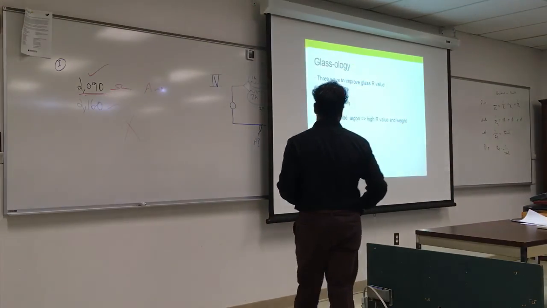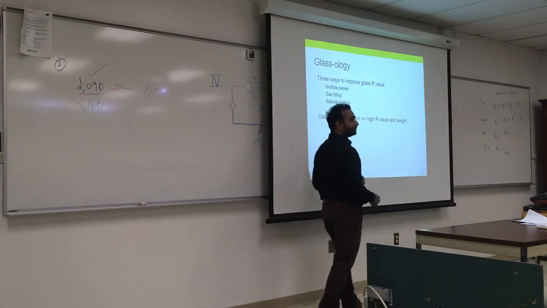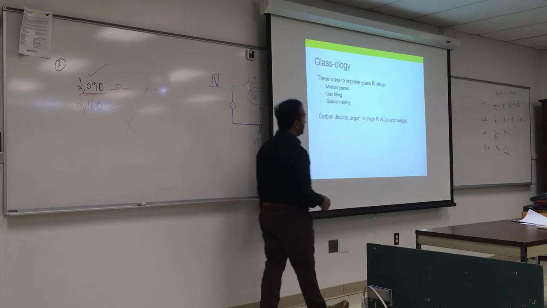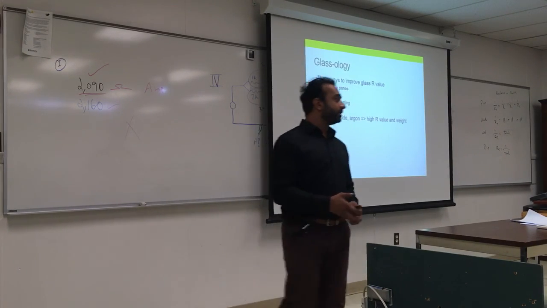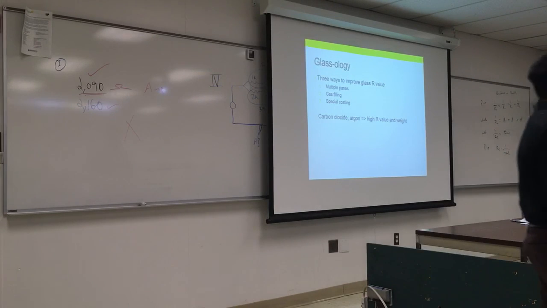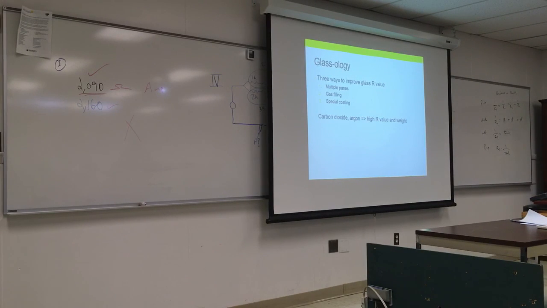You can fill the glass with carbon dioxide, argon gas. They have higher value. How do you do that? They do it at the manufacturer. And if you look inside the double pane, you see like a little rubber piece, and it's sealed. They vacuum, they fill it, they vacuum it, they fill it, then they seal the glass.